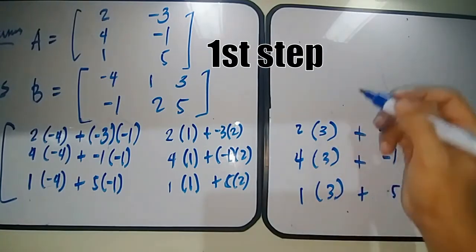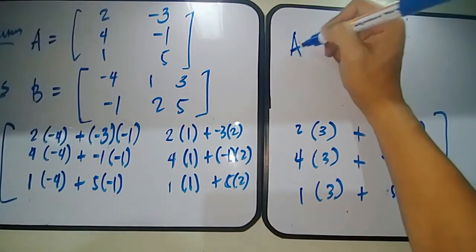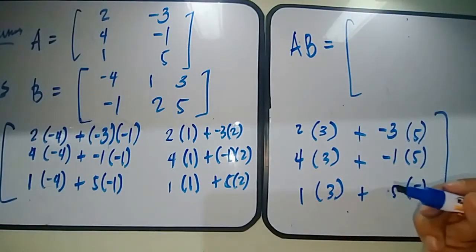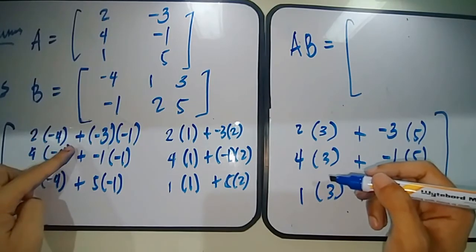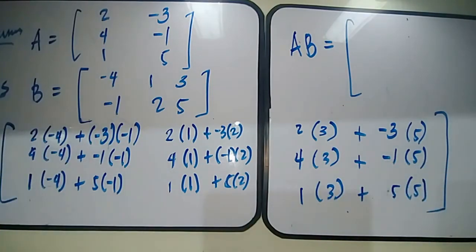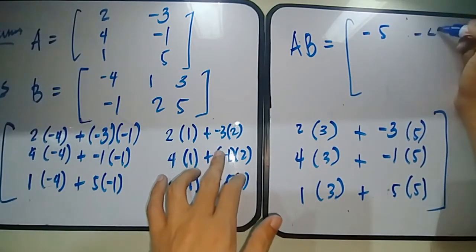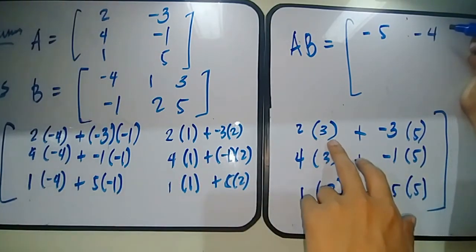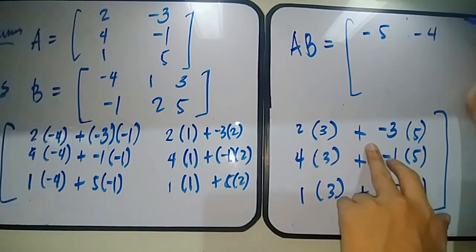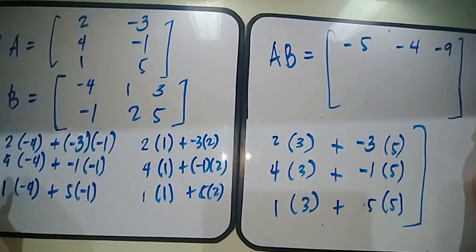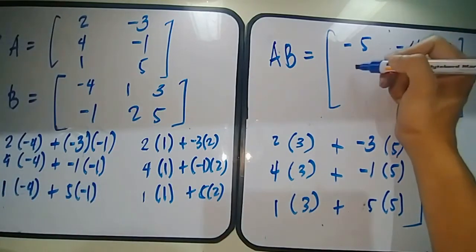So, let's simplify, guys. We have your A, B. Apply our algebra. You have here negative 8 plus 3, so that is negative 5. You have here 2 minus 6, so that is negative 4. So we have 6 minus 15, so negative 9. We have here 4 times negative 4, negative 16 plus 1, so that is negative 15.